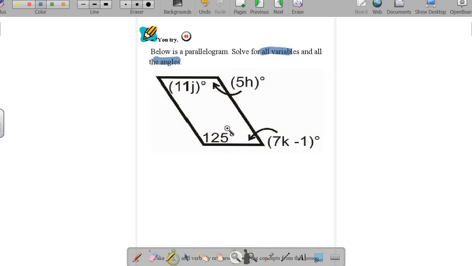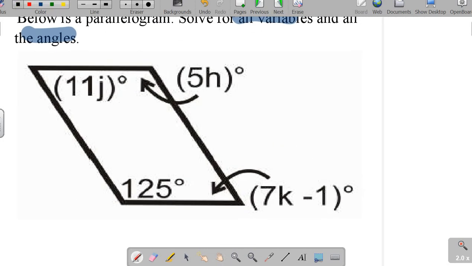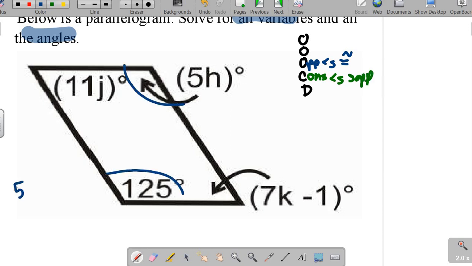Okay, students, welcome back. Hopefully you actually did this on your own and you're just checking your work. We're dealing with angles here, so parallelogram. Opposite angles are congruent, and consecutive angles are supplementary. Which means if I go opposite angles here, 5H equals 125, which means H equals 25. There's your first variable.